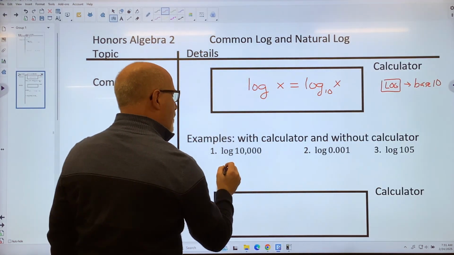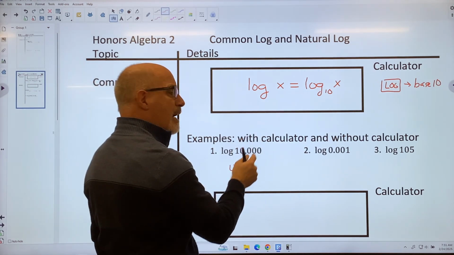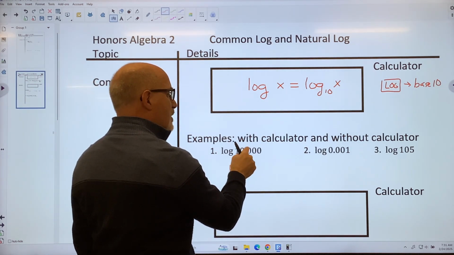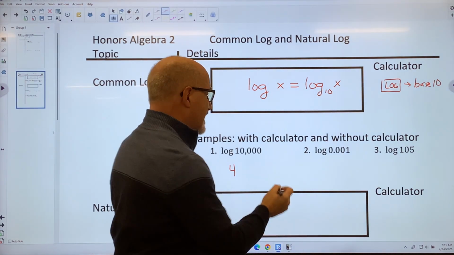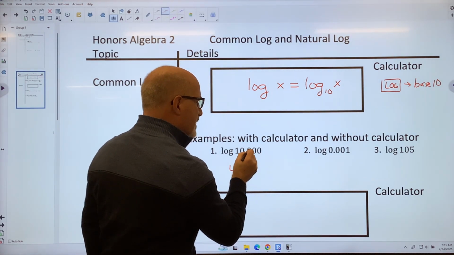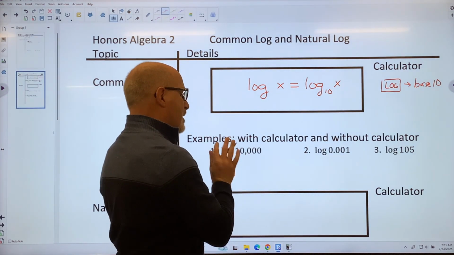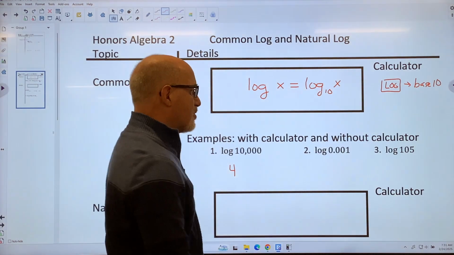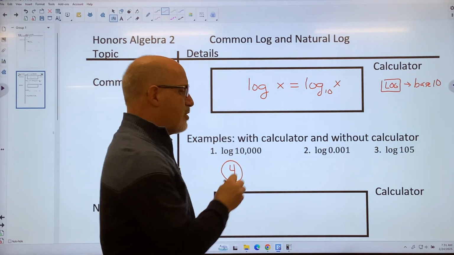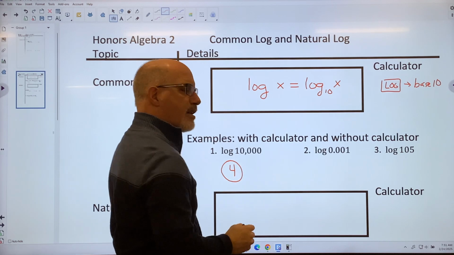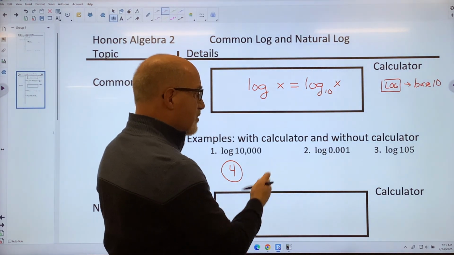Now, if you remember, when we've done exponents before, 10 to a power, you just count the zeros. 1, 2, 3, 4. There's 4 zeros there. That means that the decimal's been moved 4 times to get to that point. That's our answer. So without a calculator, when you're doing a common log, you just count the zeros on a number larger than 1.